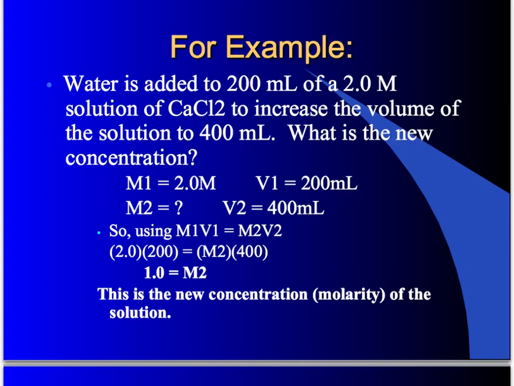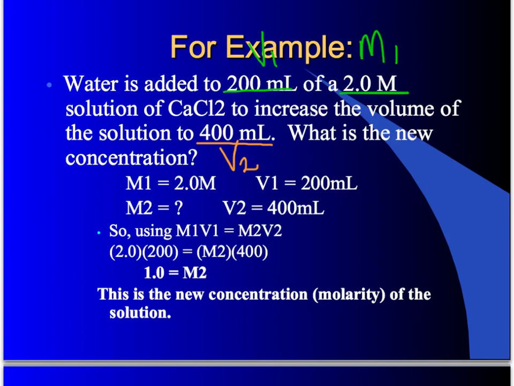So let's look at an example. This example says that water is added to 200 milliliters of a 2 molar solution of calcium chloride. So we know right off the bat we can pick out some variables. 200 milliliters is going to be our volume 1, and 2 molar is going to be our molarity 1. The question goes on to say it adds the water to that solution to increase the volume of the solution to 400 milliliters. So right there I see 400 milliliters. That's my second volume because it was increased to that.